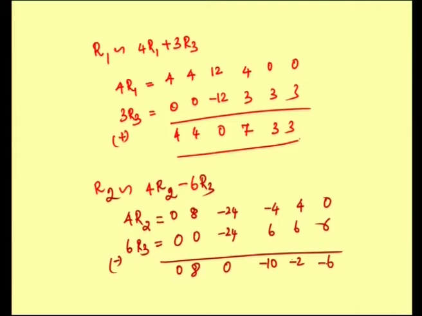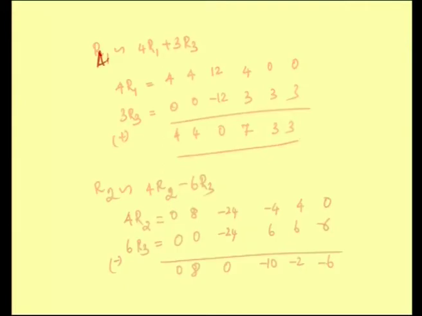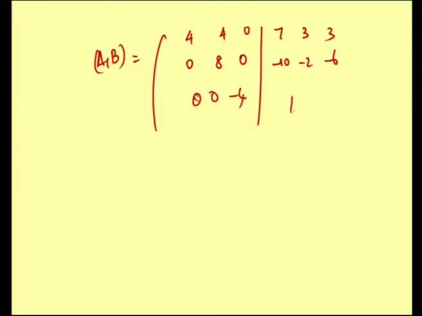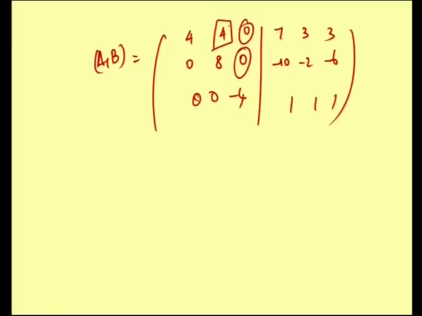Now, after these operations, our matrix A comma B becomes 4, 4, 0, 7, 3, 3. So, substituting the values: 0, 8, 0, minus 10, minus 2, minus 6, 0, 0, minus 4, 1, 1, 1. Now, we can see these two elements are made 0. The next job is to make this 4 as 0 by doing the operations only with R2. Okay, and this can be done with 2 times R1. So, new R1 is 2 times R1 subtract R2.